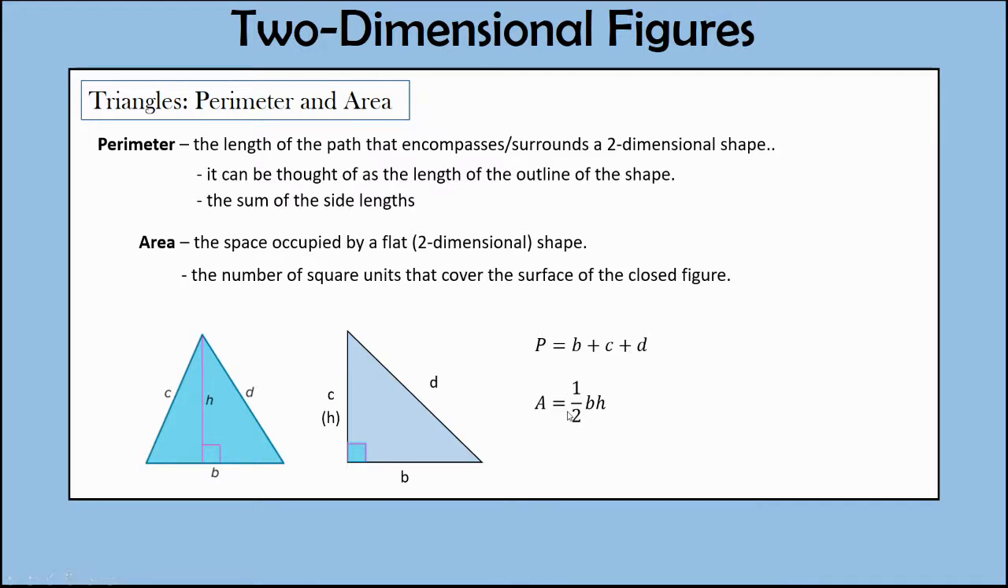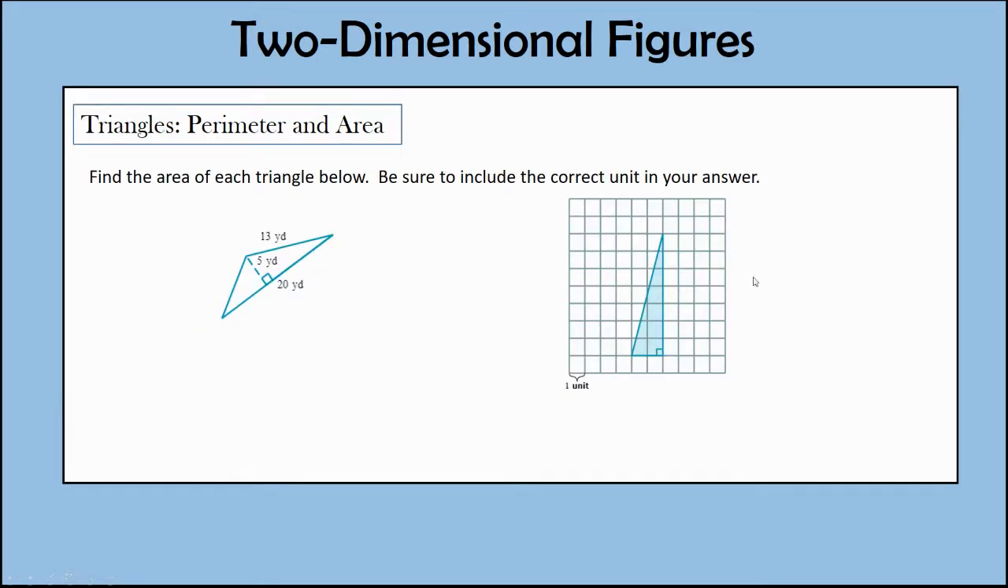To find the area of any triangle, it's 1/2 times the base times the height. And again, the base has to be the side of the triangle that the height is perpendicular to. Okay. You can write it like this if you want: B times H divided by 2. It does the same thing. Okay. All right, here's a couple applications of finding the area of a triangle.